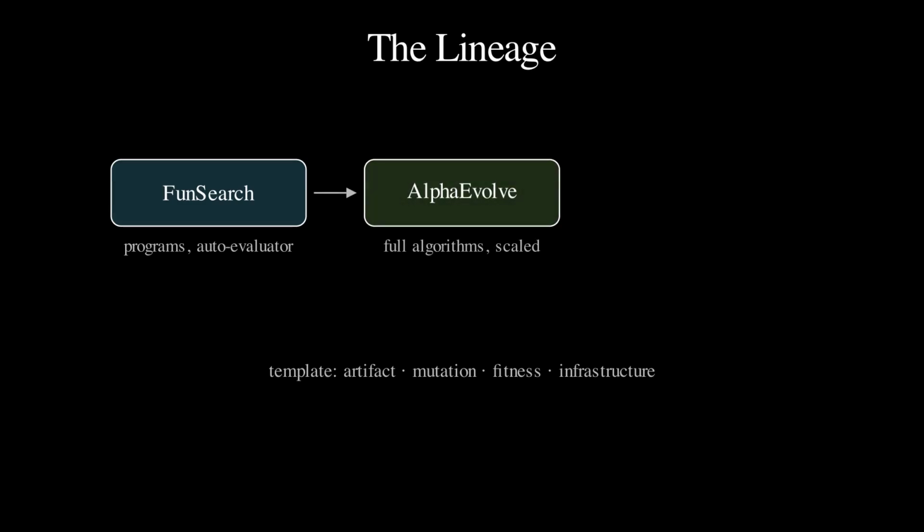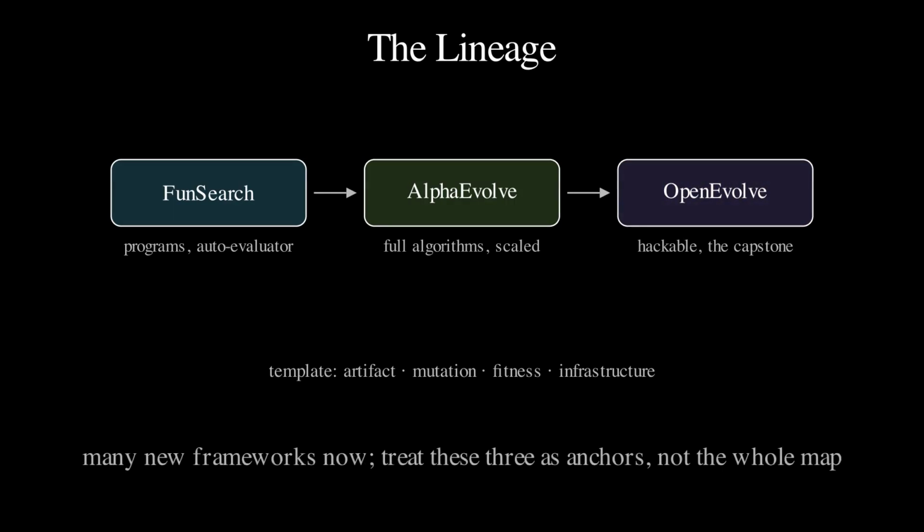AlphaEvolve scaled that template to evolve full algorithms and found improved matrix multiplication procedures and real data center scheduling gains, reaching results competitive with specialized research. And OpenEvolve is an open-source reimplementation, the hackable reference for the capstone, exposing the mutation operator, the fitness, and the population as parts you can modify. And the field is moving fast. Many new evolutionary frameworks now exist, so treat these three as anchors, not the whole map.